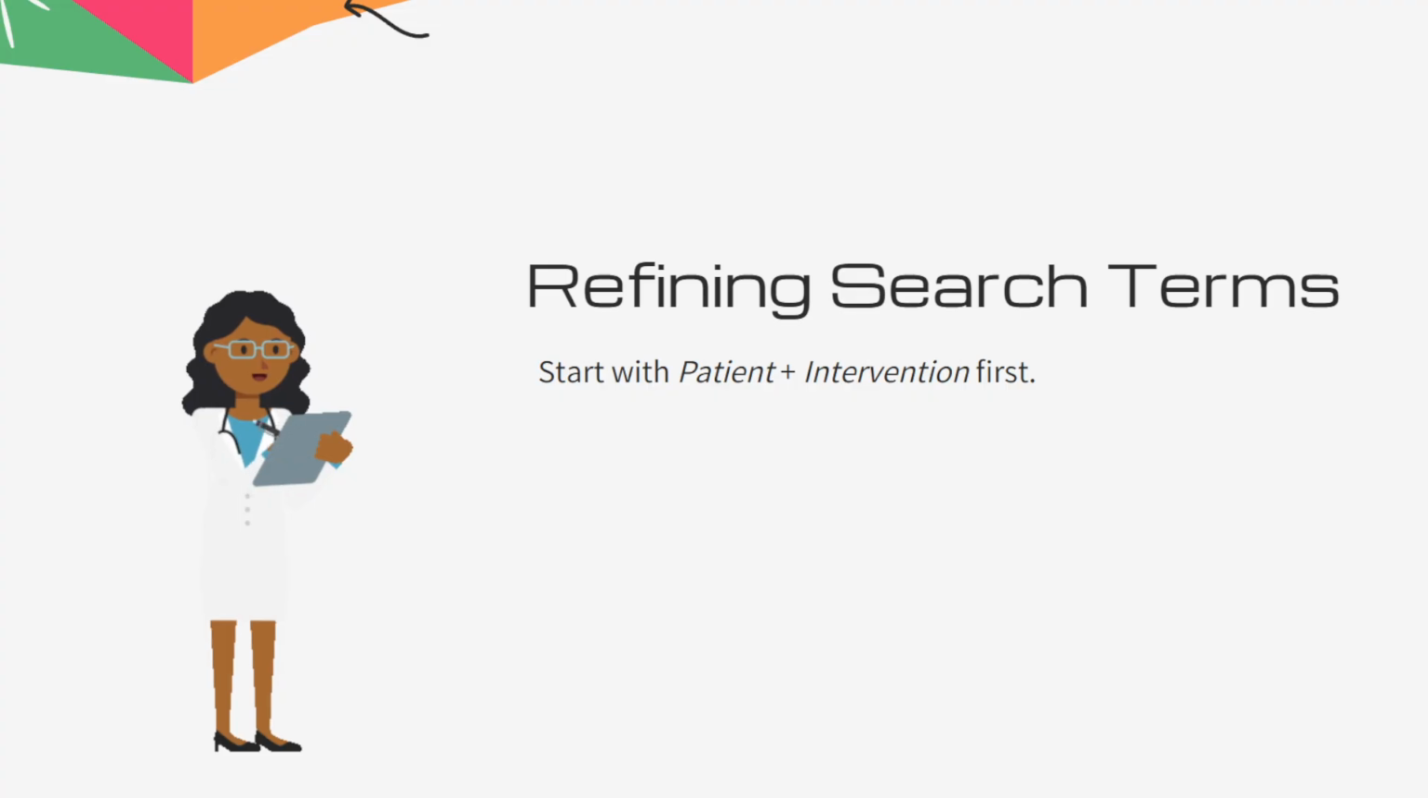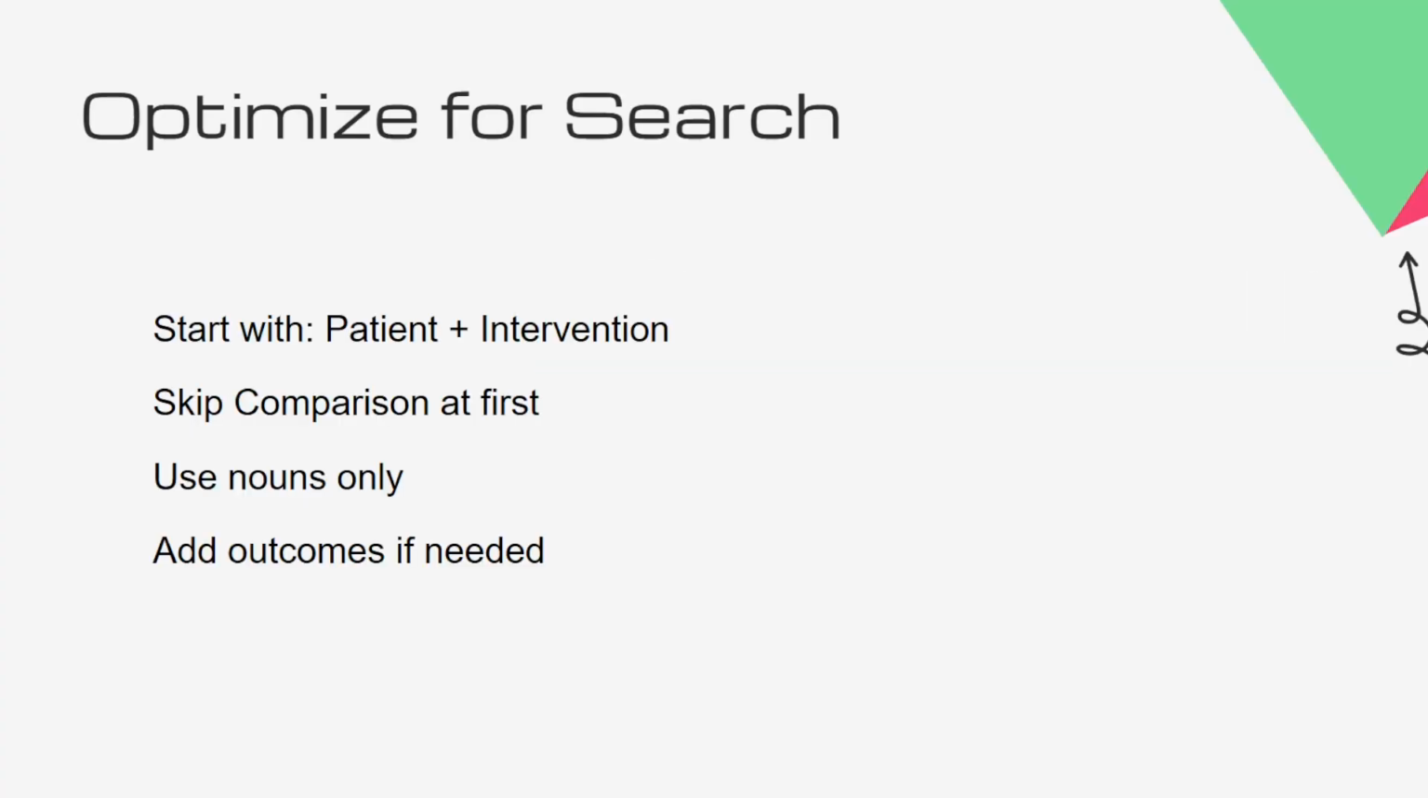Here's what really matters when we try to apply this in practice. When searching, we simplify. I usually start with just the patient and intervention, so in this case, chronic insomnia and melatonin. I leave out the comparison at first because relevant studies will still show up without it. I also just focus on nouns and remove extra words like improve. If I get too many results, then I add the outcome like sleep quality. This step is how librarians actually turn PICO into effective database searches.